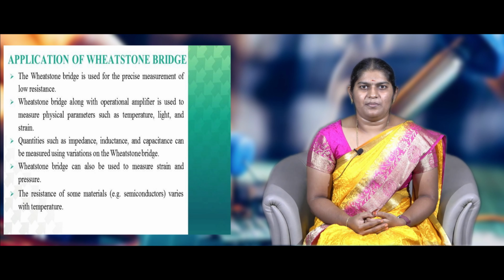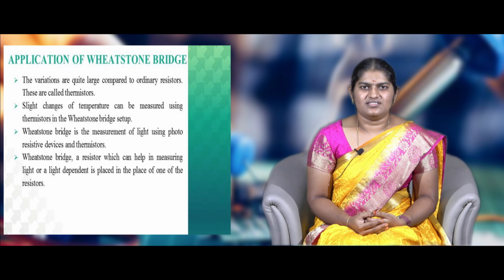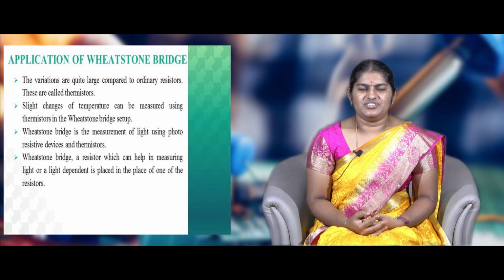The resistance of some materials, for example semiconductor devices, varies with temperature. If an ordinary resistive value is compared with the variation of temperature, then it is called a thermistor. Slight changes in temperature are measured by using a thermistor in the Wheatstone bridge setup. The Wheatstone bridge measures light by using a thermistor.